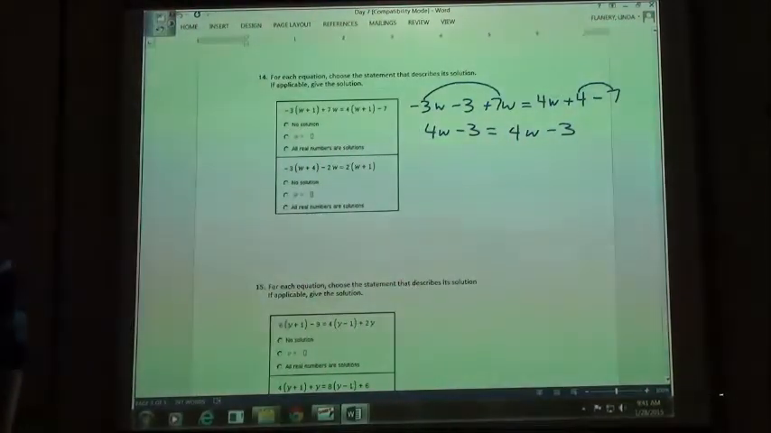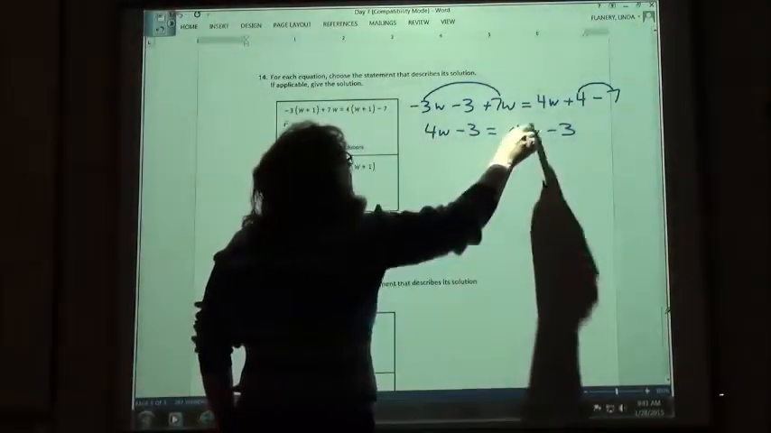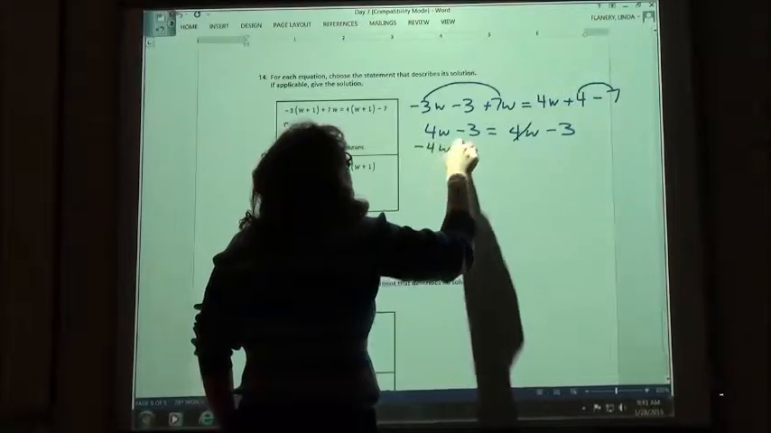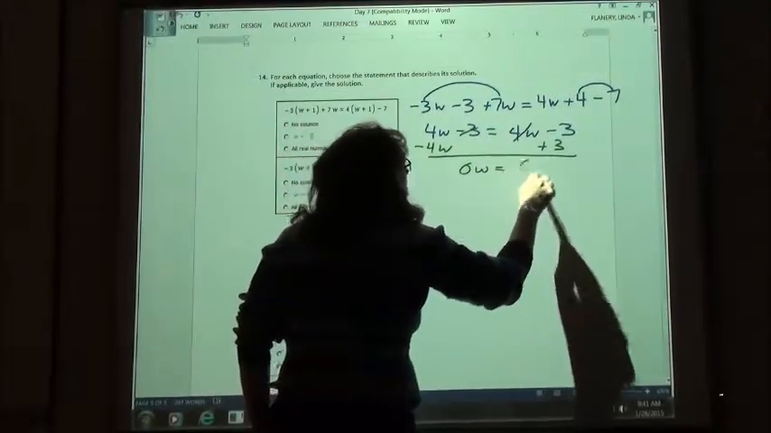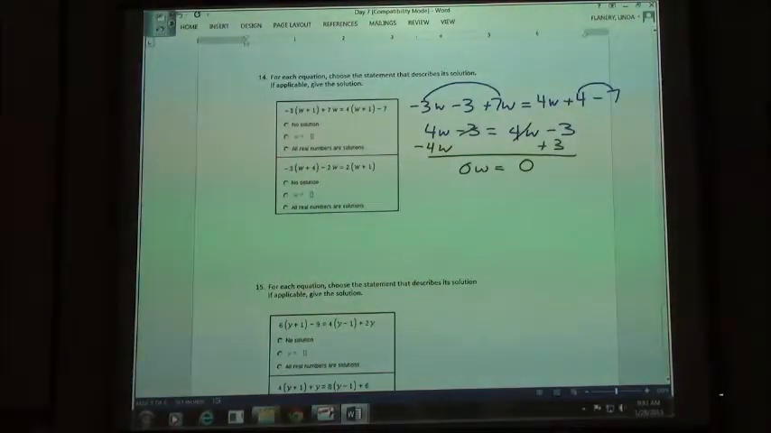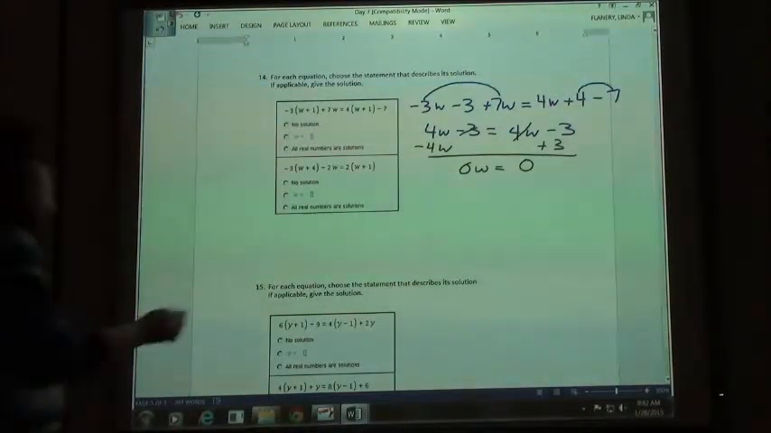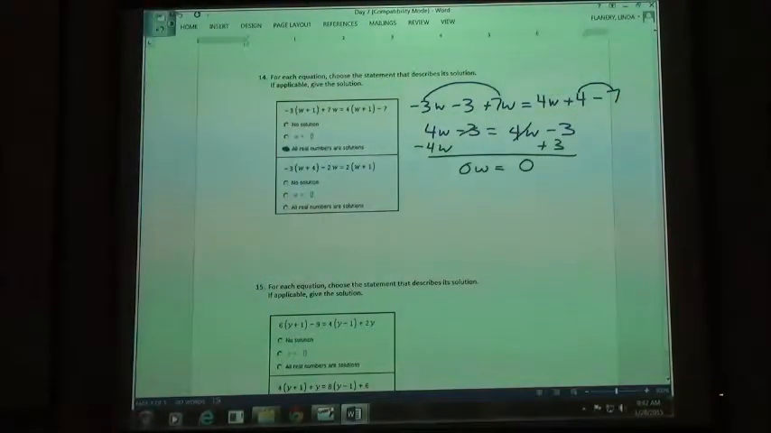Notice I have the exact same thing on both sides. When I solve that, if I subtract my 4w and add my 3, I get 0w equals 0. And if I get 0w equals 0, my solution would be all real numbers will work. Anything times 0 always gives me 0. So I could plug in 952 and it would work.